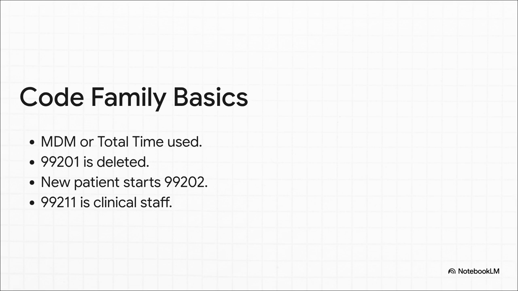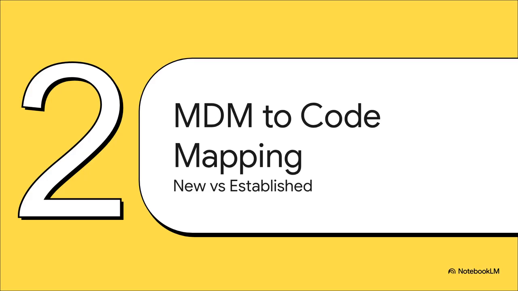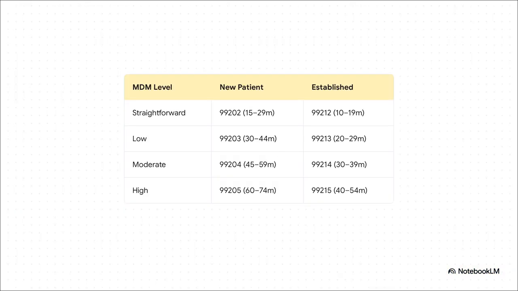Oh, and keep in mind, 99211 is kind of its own beast. It's strictly for minimal clinical staff services, meaning it doesn't require MDM scoring, and it doesn't even need a physician's face-to-face presence. All right, moving right along to Section 2, MDM to code mapping, where we see how this all builds together. Take a look at how this breaks down.